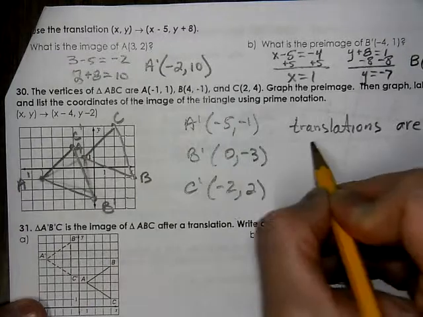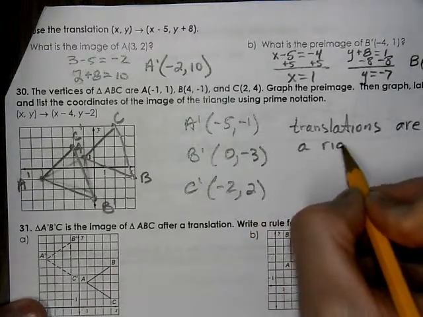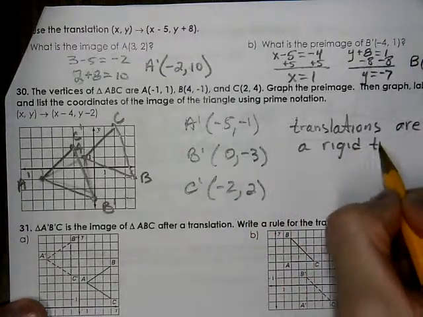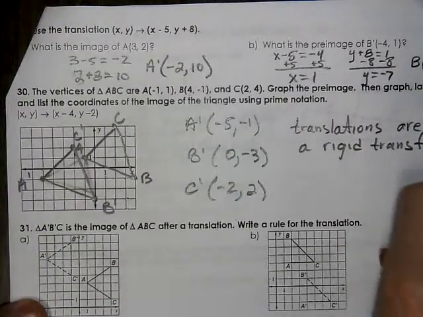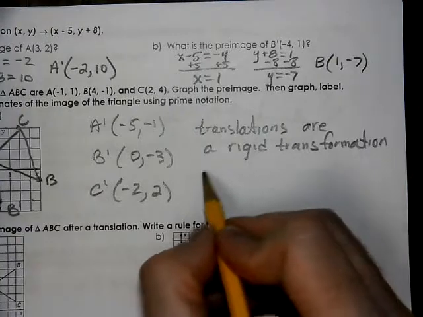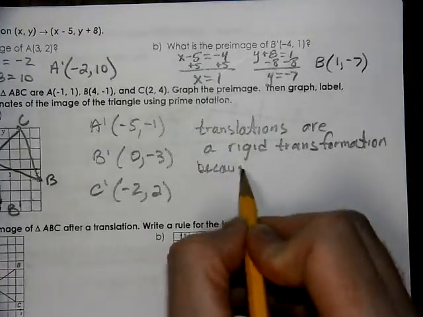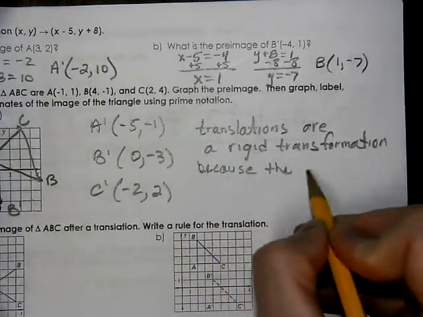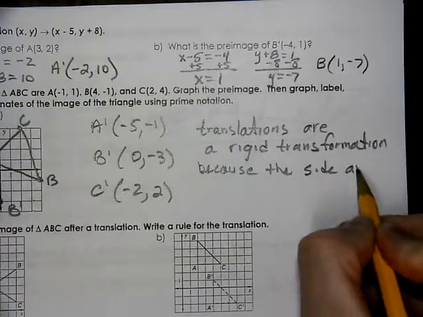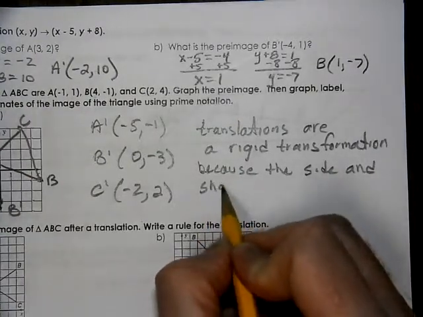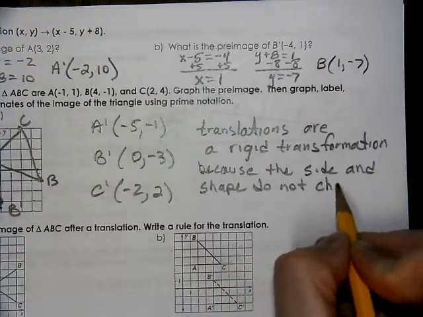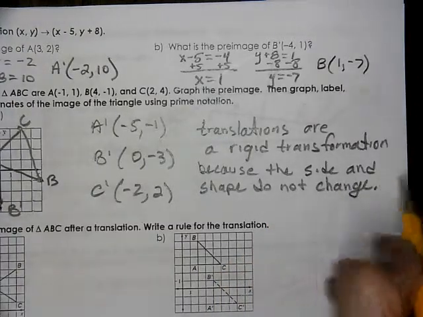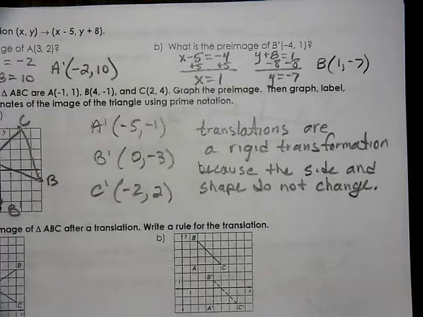Translations are a rigid transformation because the size and shape do not change, just its location.